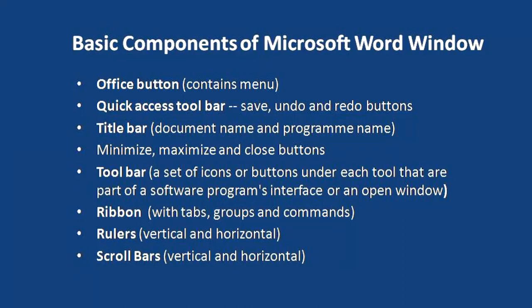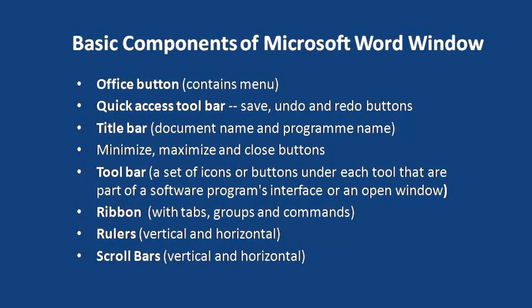There are certain basic components of the Microsoft Word window, because this is a part of MS Word. The moment you want to use MS Word, you will be opening its window only. This includes the Office button. It contains a menu. There will be a quick access toolbar, and in that you will find save, undo and redo buttons.